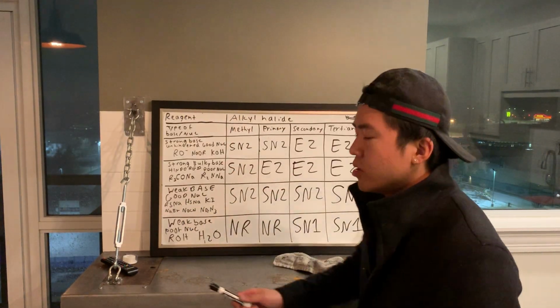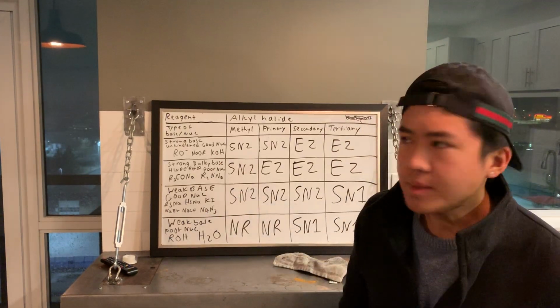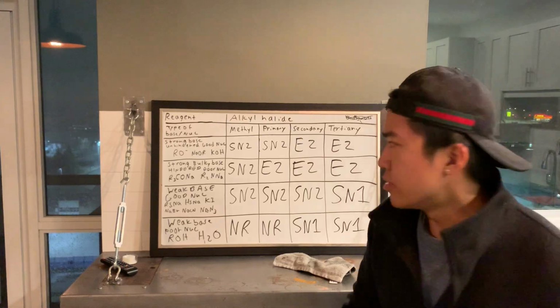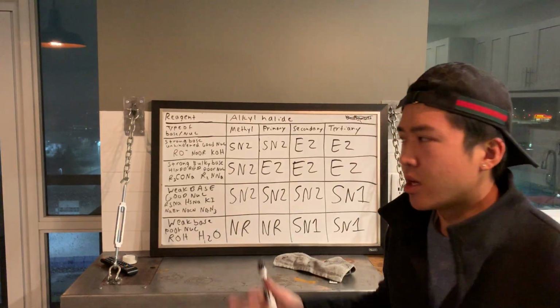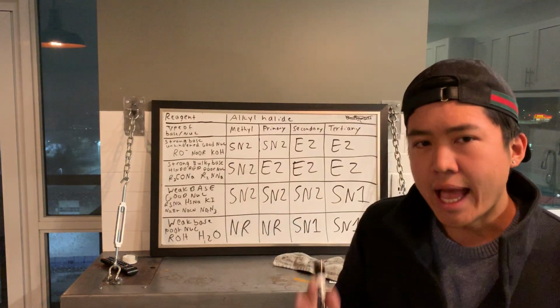So back to here, now we're at primary. What does it say? These act as strong bases and good nucleophiles. So if you have a primary, it's not very hindered. This is not very bulky. We're still going to do SN2.